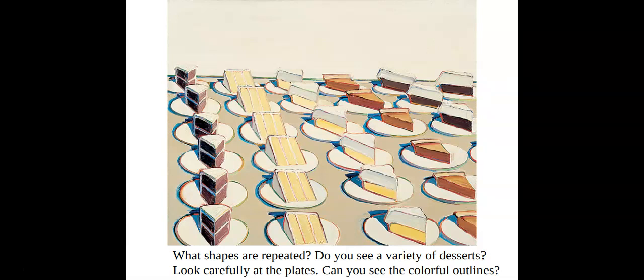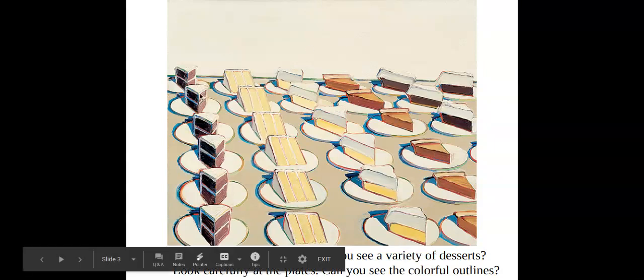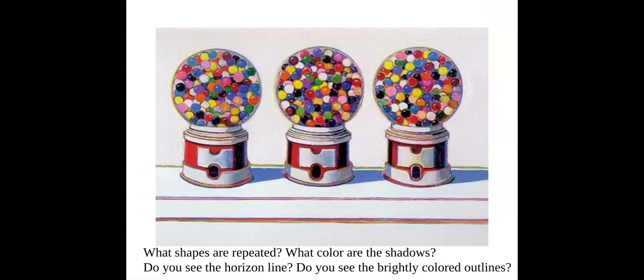We also notice, look at the way that he did the plates and the shadows. Do you see the very colorful outline? The last thing I want you to see is that he uses a horizon line. So right here behind here, he divides the page between the wall and the table by making a horizon line.